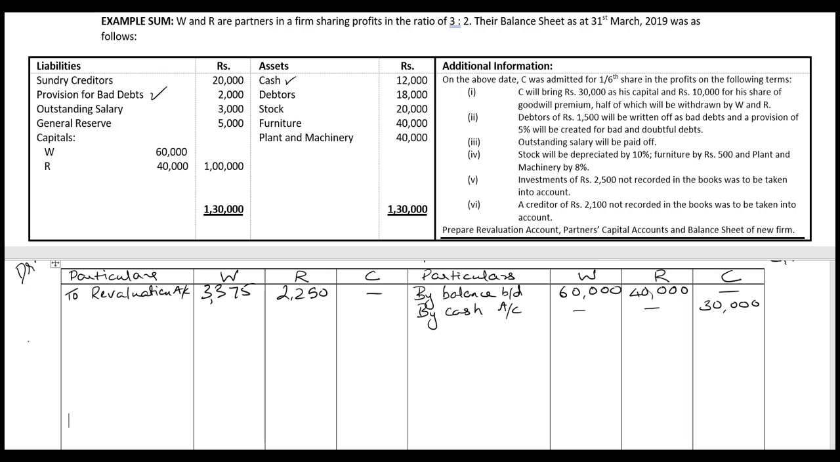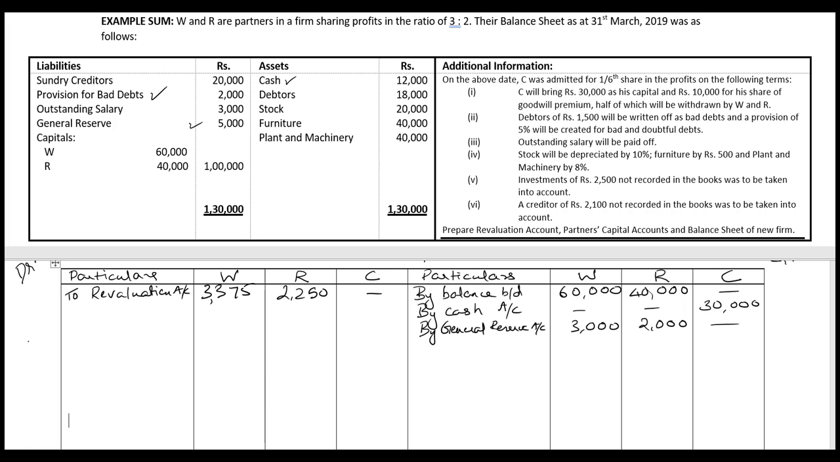Let's deal with the reserves. There's a general reserve of rupees 5,000. It needs to be distributed among all partners in OPSR. So by general reserve account, rupees 5,000 in 3:2, 3,000 against W and 2,000 rupees against R. There are no fictitious assets.